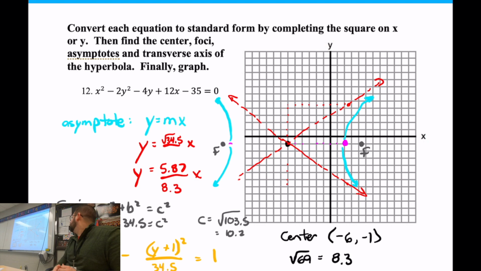Questions with how we found them? Now, why did we go right and left again? Why do we go right and left? The fraction, right? The x fraction was positive. Yep, it was in the front. What did you use the 69 for again? That was just to figure out where the branches start. On mine. Because that was the transverse. That's where your branches start. Yep. That's the 8.3 number we found.